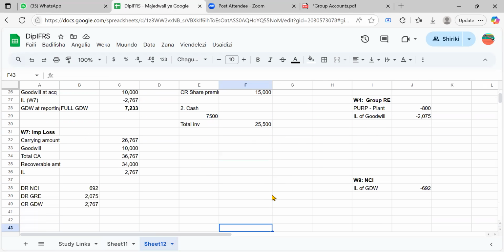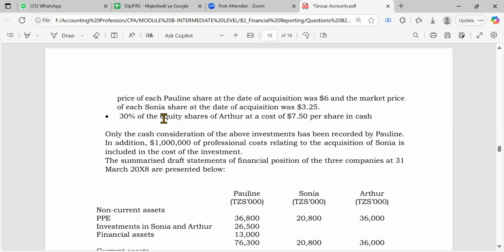We ended with working 9, so we could say working 10 here. Let's go to working 10 and say investment in associate, or we could just say investment in Other. So how do we get it? We could just say investment at cost. We usually try to get the cost first. We say that we acquired 30% of shares of Other. How many shares did Other have? We have to take only the 30 percent of the shares in Other.